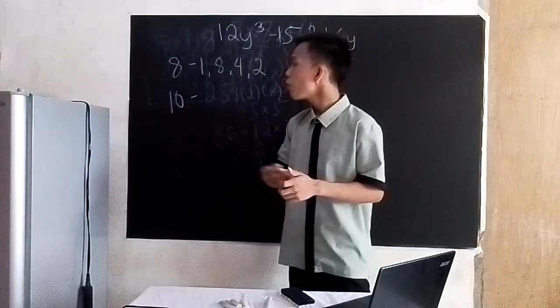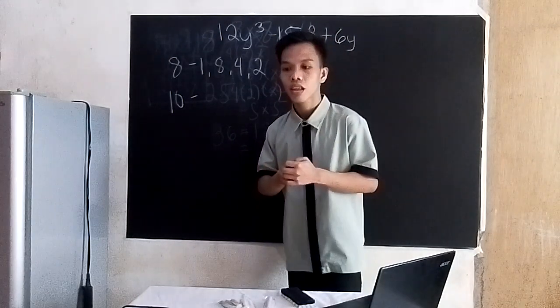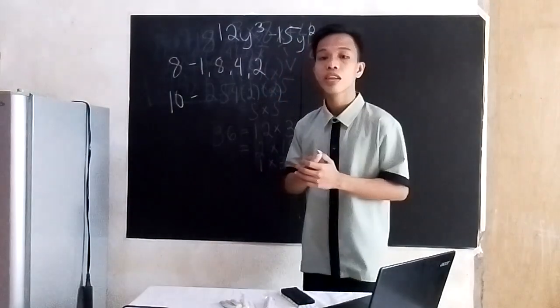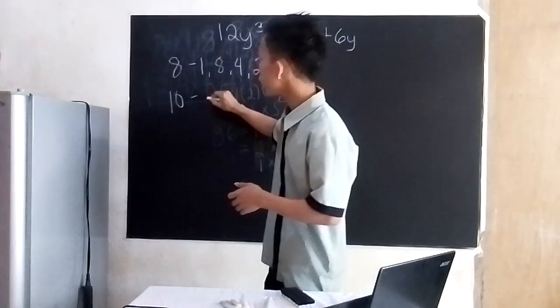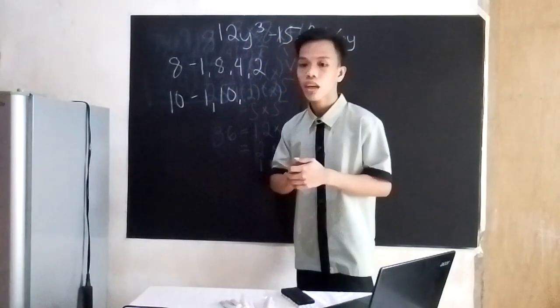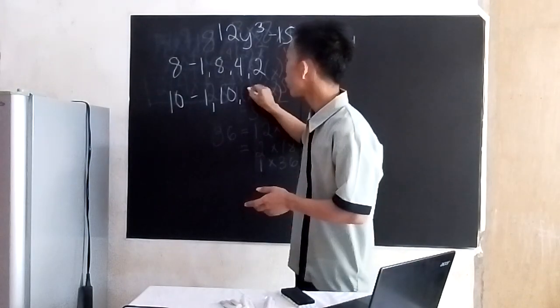Okay. How about 10? So what is our multiplier and multiplicand? Yes, Janelle? That's right. So the first one is 1 and 10 and another. That's right, 5 and 2.